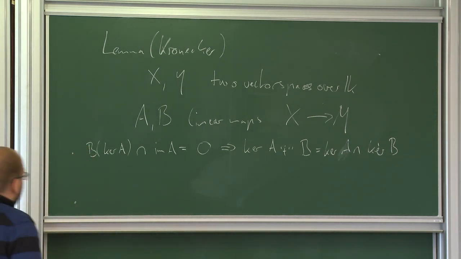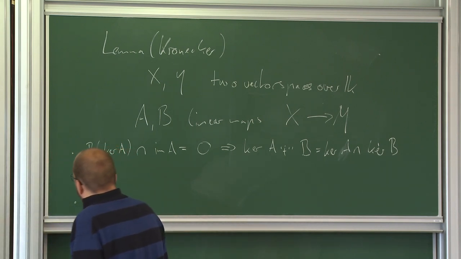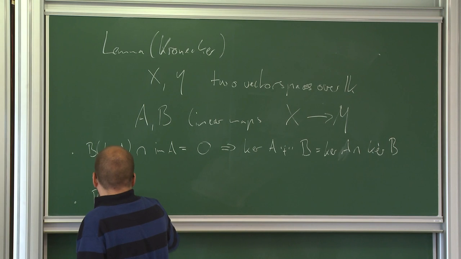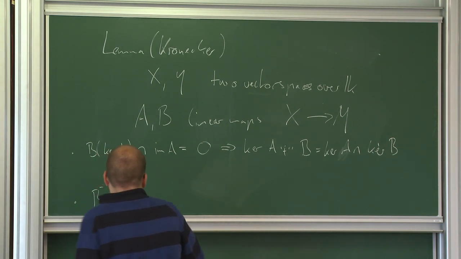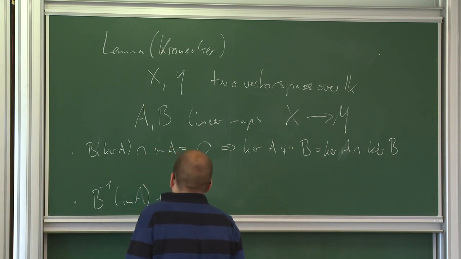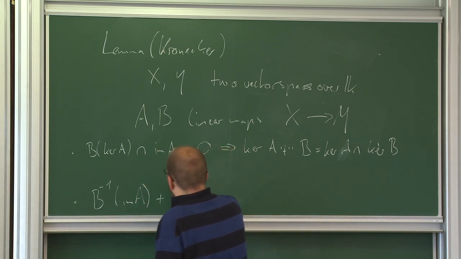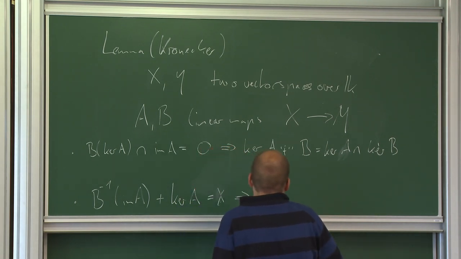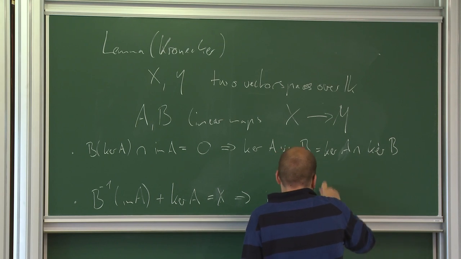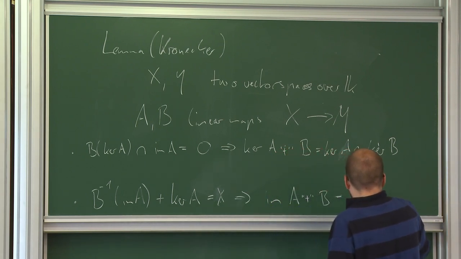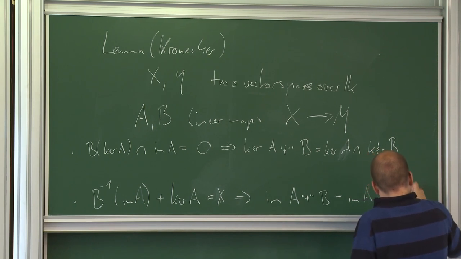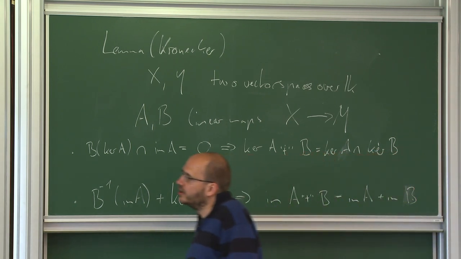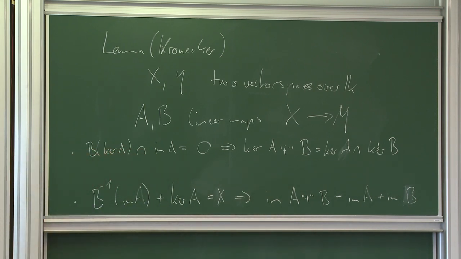And then I can write down the dual, right? So I can look at B to the minus 1 of the image of A, and I can look at what it spans together with the kernel of A. And if this is X, then the image of the generic linear combination is the combination of the images. So it goes back to Kronecker, a very simple and very beautiful lemma.